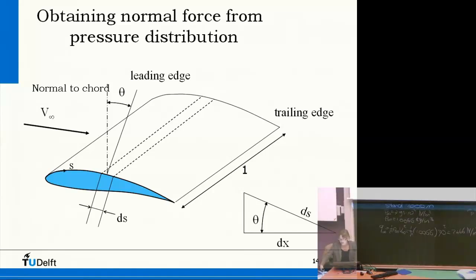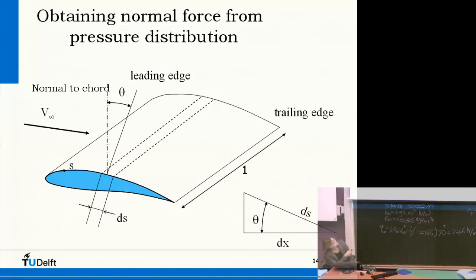So what does normal force mean? Normal to what? The normal force is normal to the chord. So at 0 angle of attack, the normal force is in the lift direction. But at a certain angle of attack, the normal force is normal to the chord, so in that direction, while the lift is normal to the incoming flow, so in that direction. So the larger your angle of attack, the larger the difference between normal force and lift force.